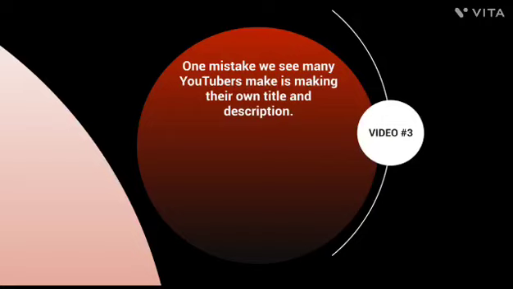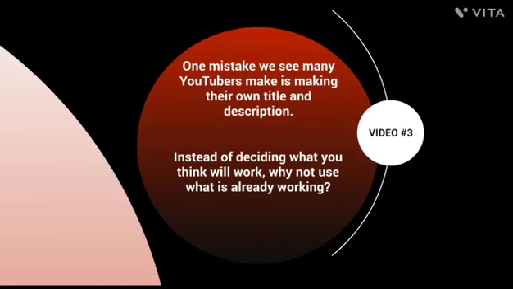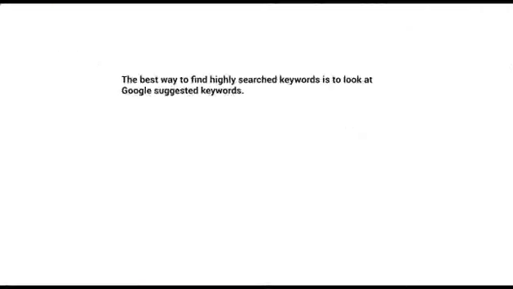So one mistake that we see many YouTubers make is simply making their own title and description. I mean, it's natural, right? But instead of deciding what you think will work, why not use what is already working and do some simple keyword research that's not going to take a lot of time, and this way you'll have the right information that will help you rank on the right keywords.